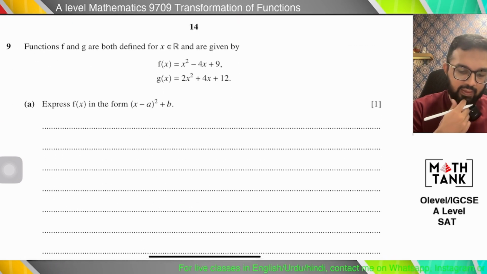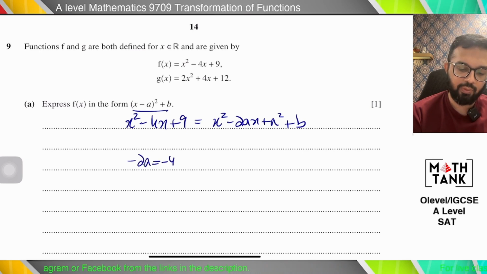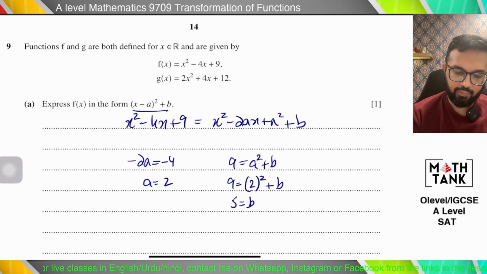Moving on, it says express it in the form x minus a whole square. So I use comparison to express this. So x squared minus 2ax plus a squared plus b. So minus 2a compares with minus 4, so a equals 2. And 9 compares with a squared plus b, so 9 equals 2 squared plus b. So b is 5. So x minus 2 whole square plus 5.